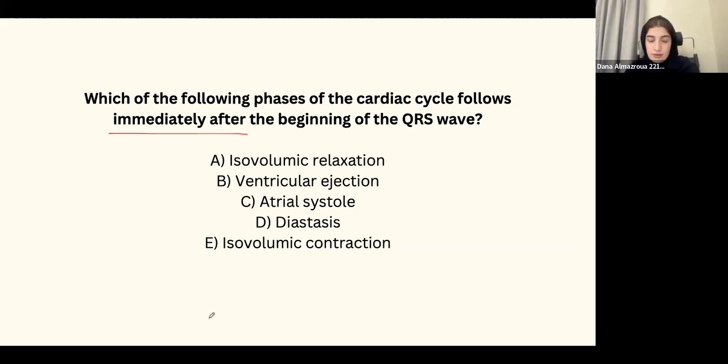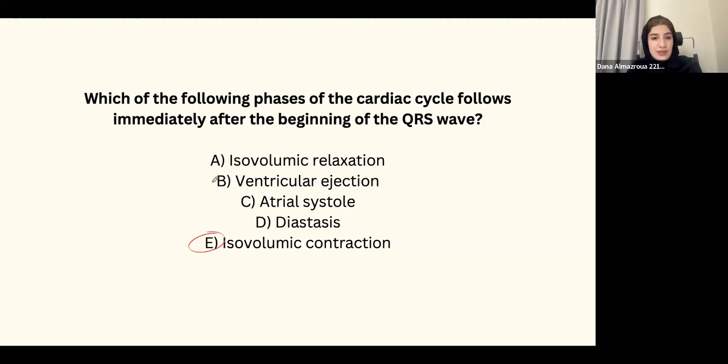So I'm receiving answers on my direct message, but I want you guys to think before I say them. Okay. So all of you answered E, which is bravo, it is the correct answer. So immediately after a QRS wave, we would have isovolumetric contraction.